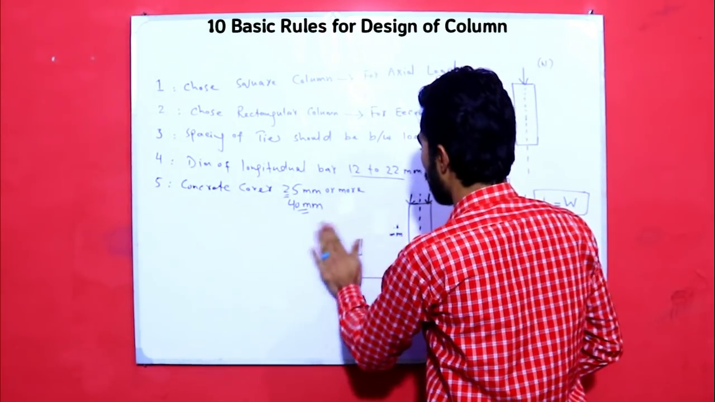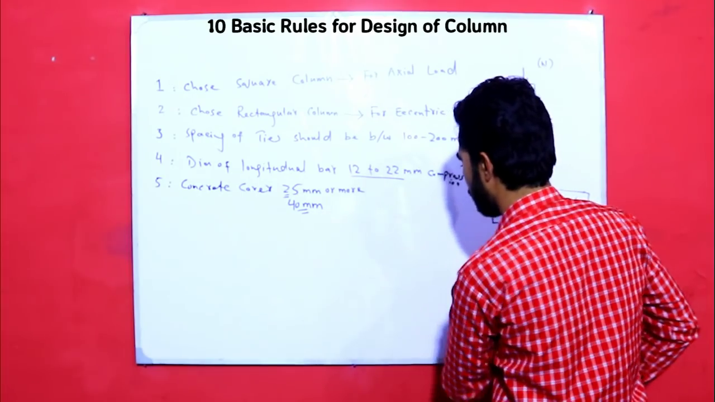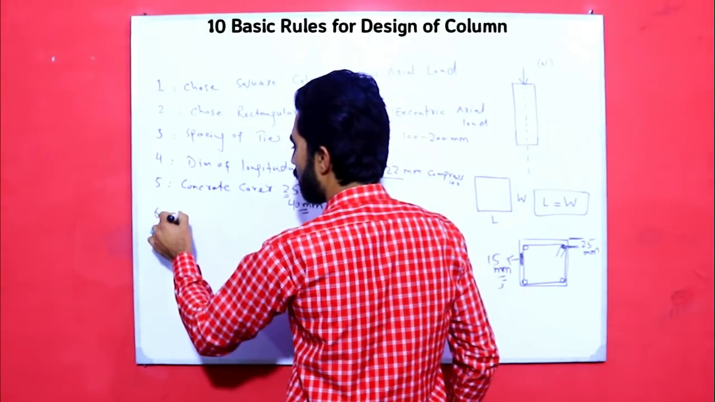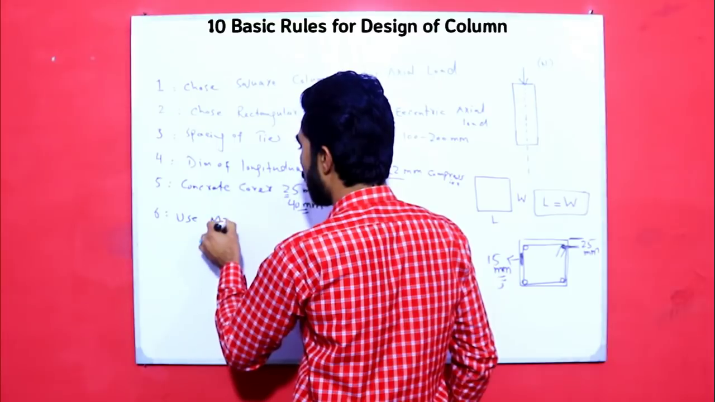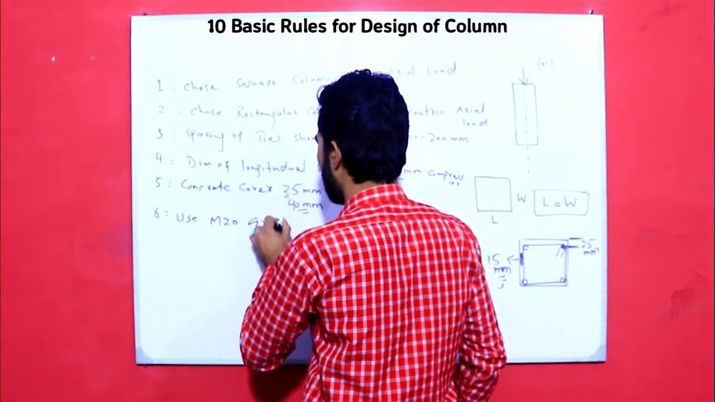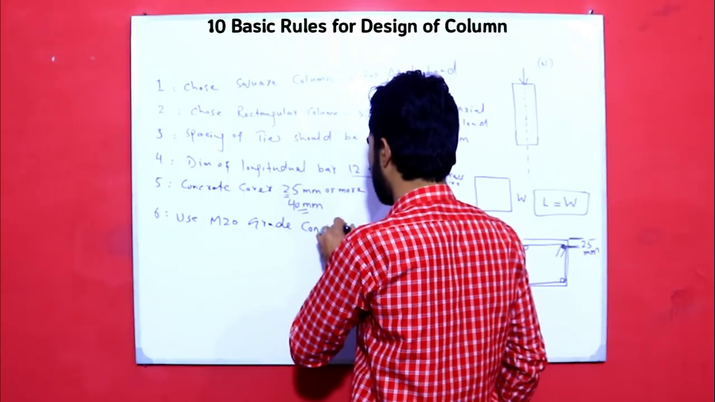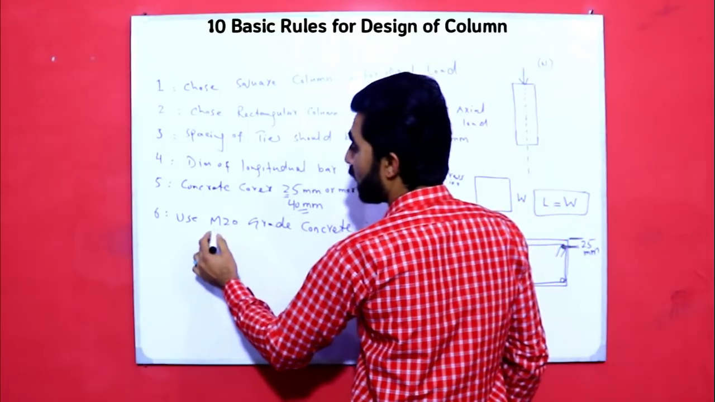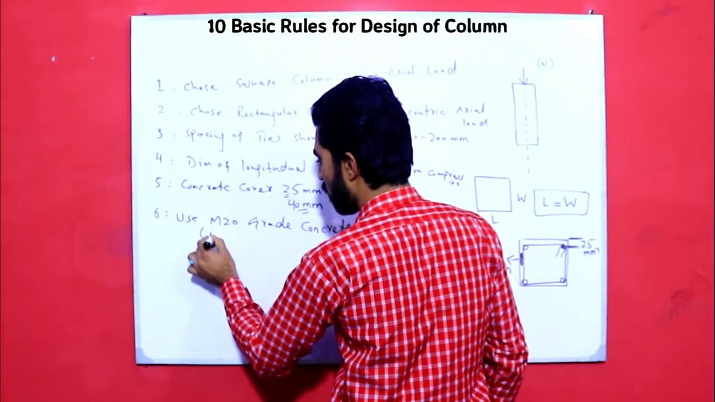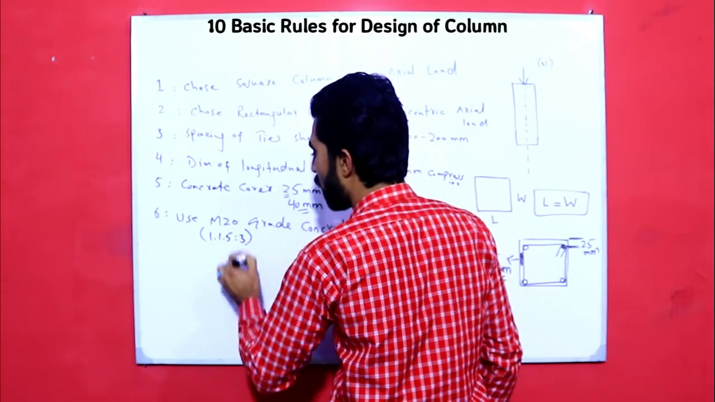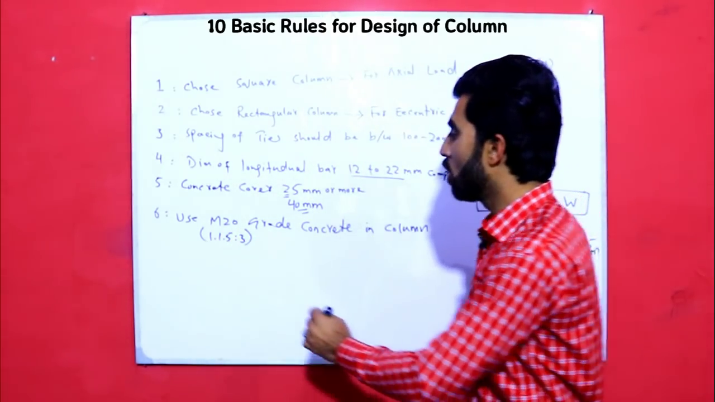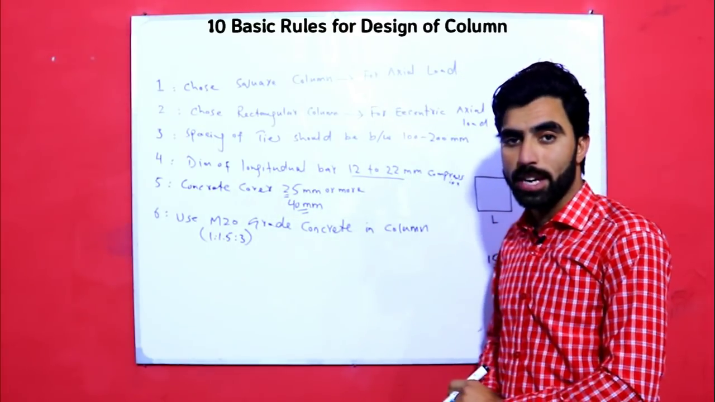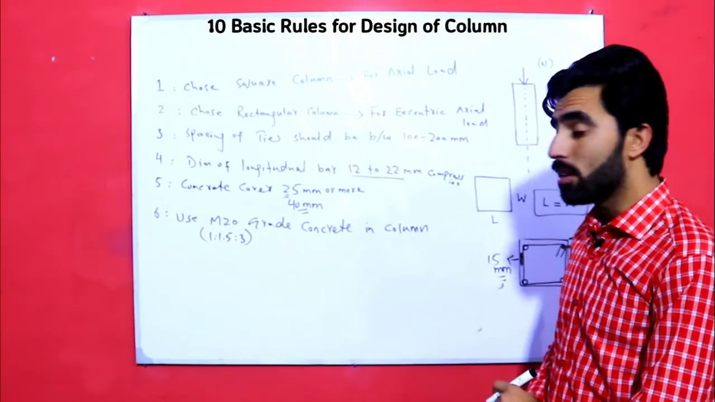Guys, here the sixth rule is, so let me erase these. The sixth one is to use minimum M20 grade concrete in column, and the M20 grade concrete ratio is 1:1.5:3, where one is cement, 1.5 is sand, and 3 is aggregate or crush. Okay, this is the sixth basic rule.